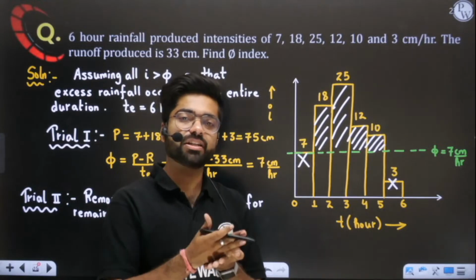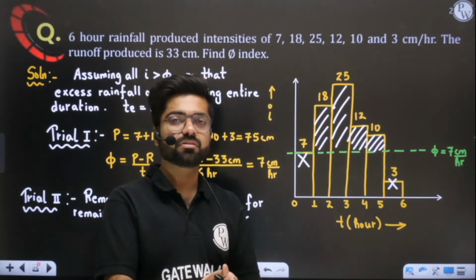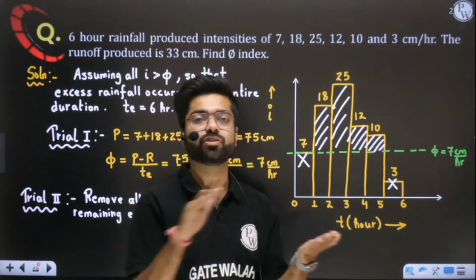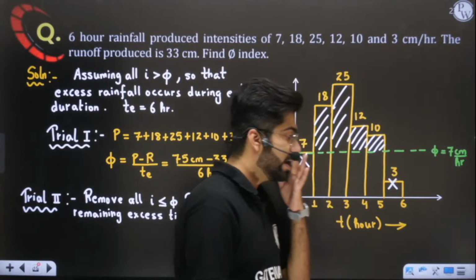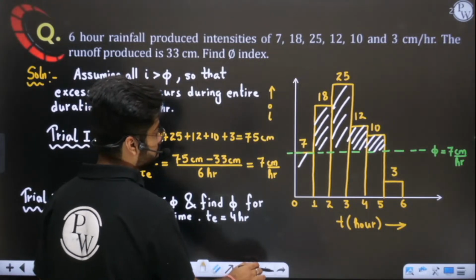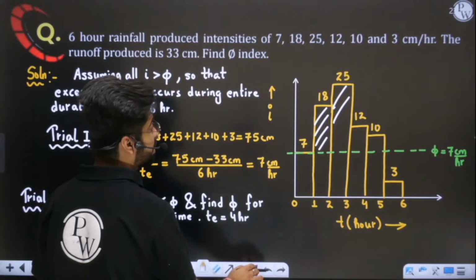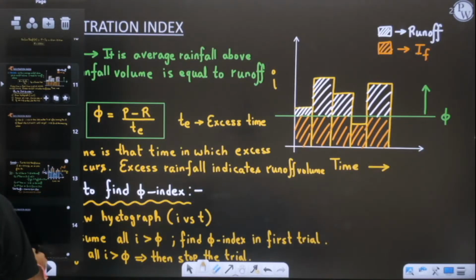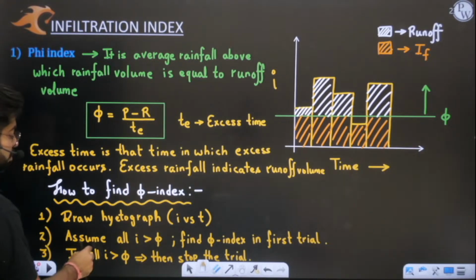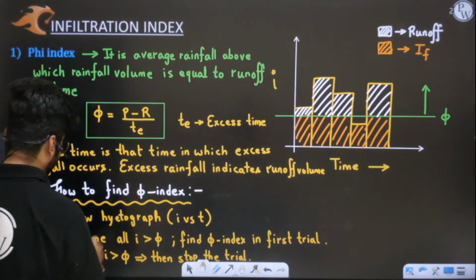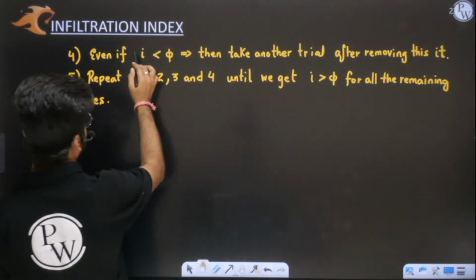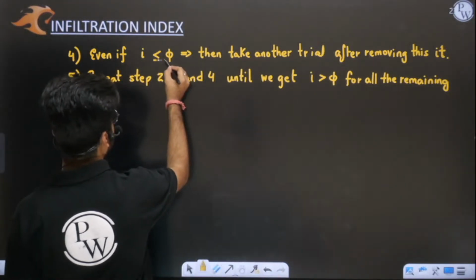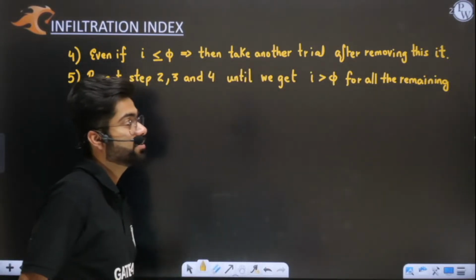All those intensities which are not showing excess after the first trial, I have to remove them. Is this clear? This is the third step I have told you. If all I are greater than 5, then no problem, the trial would stop. But this has not happened. Even if a single I is less than or equal to 5, then take another trial after removing it.